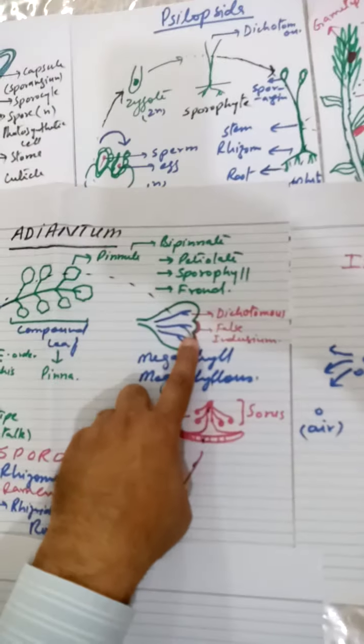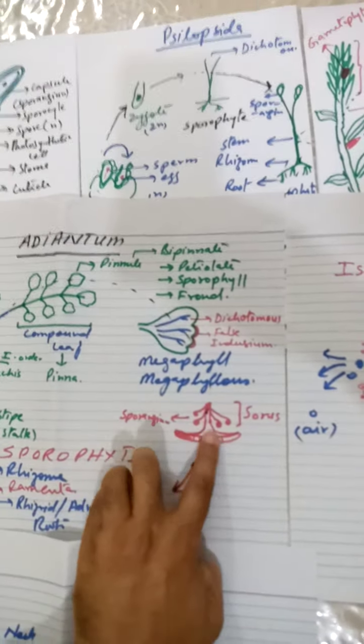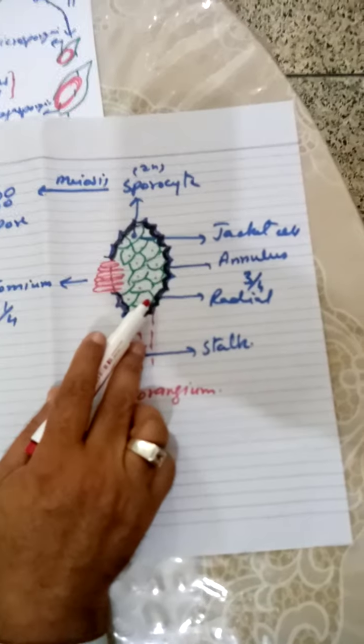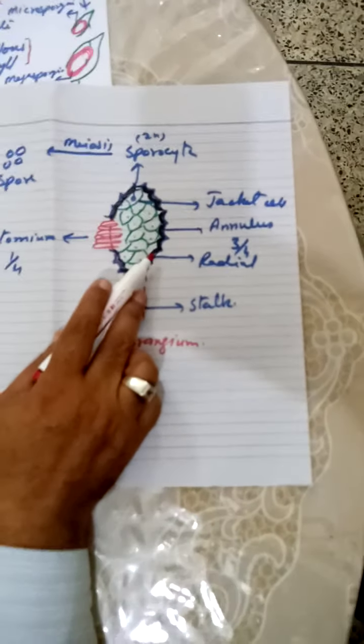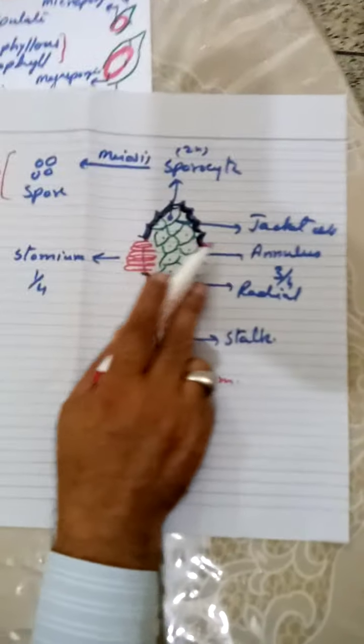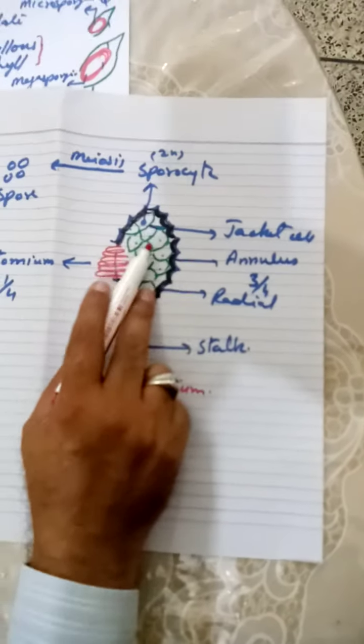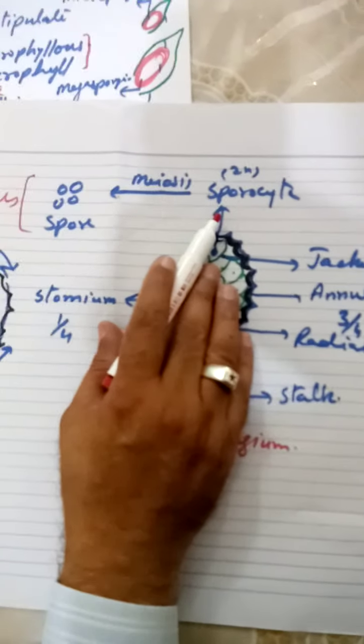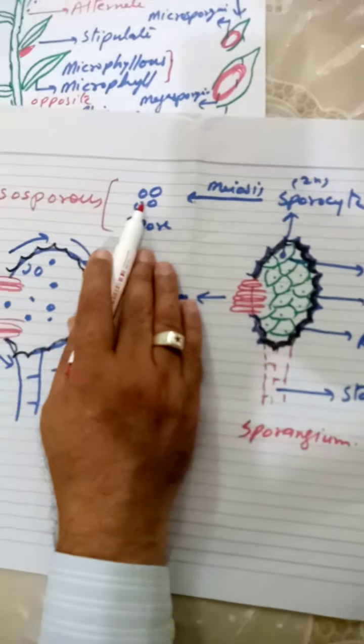Dichotomous, there are false indusium leaves covering which bear sporangia. That is one sporangium. The sporangium contains a stalk. The 1/4 portion is called the stomium, which is delicate, and the thick portion is called annulus. The inner portion of the annulus is called the radial part. The outer portion is called the jacket. Inside the sporangium are the spore mother cells, which by means of meiosis produce spores.